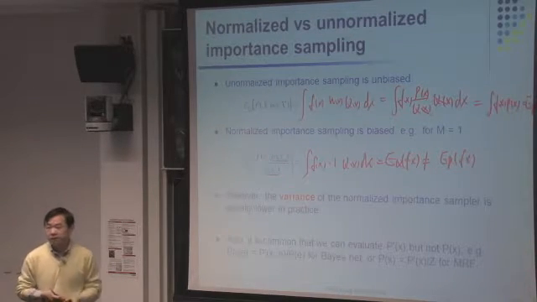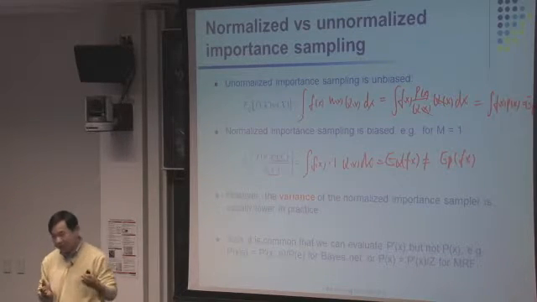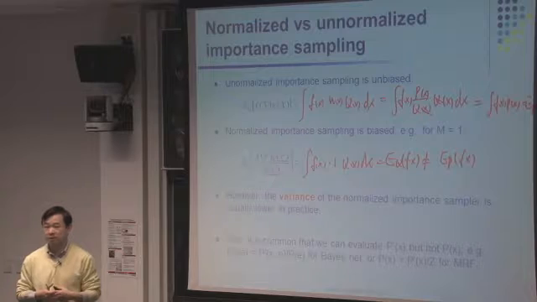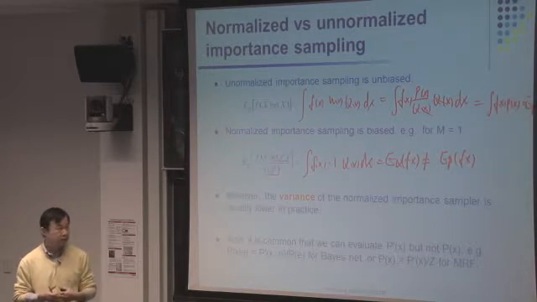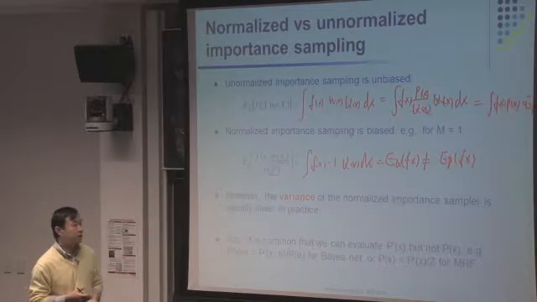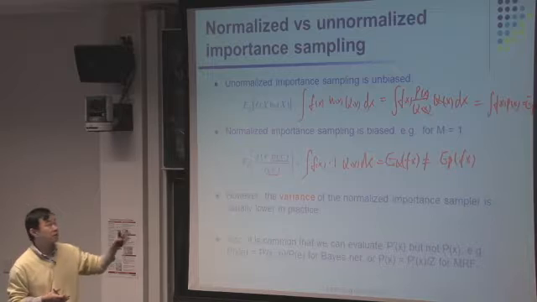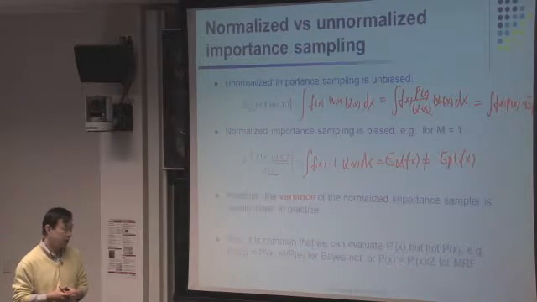But on the other hand, variance is not the only thing we discuss. Bias is not the only thing we are concerned with in a sampling procedure. There's also an issue about variance. One can actually show that the variance of the normalized importance sampler is usually much lower than the unnormalized one. So that's something you need to take into account.